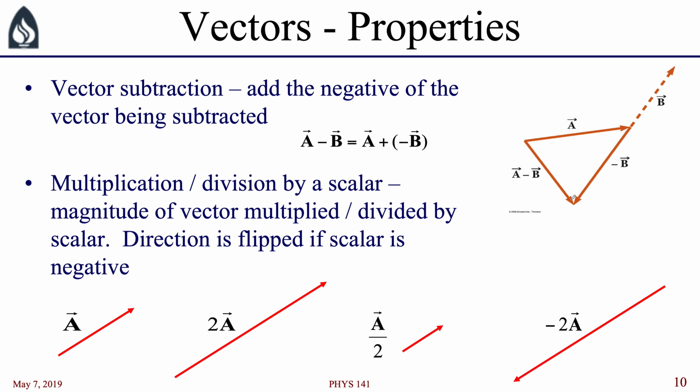Another thing we can do to vectors is we can multiply or divide them by a scalar, by an ordinary number. If you multiply or divide by a scalar, the direction of the vector does not change, but its magnitude does. So for example, if I have vector A, 2A would be a vector that points in the same exact direction but is twice as long. A over 2, or 1/2 A, would point in the same direction as the original vector but be half as long. And finally, if I multiplied A by -2, that means I first take the negative of A, that means flipping it to the opposite direction, and then doubling its length.